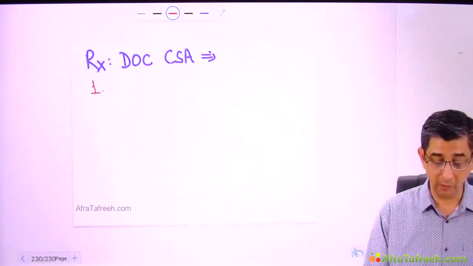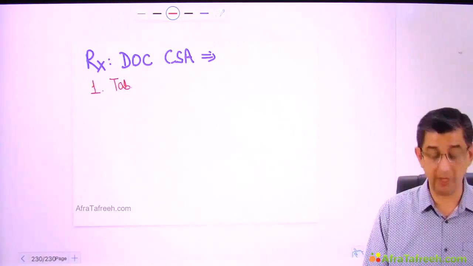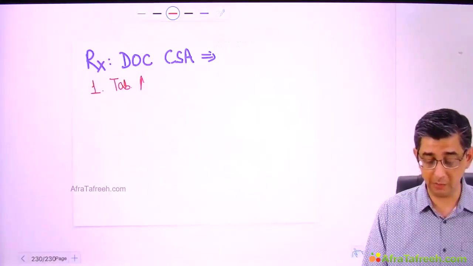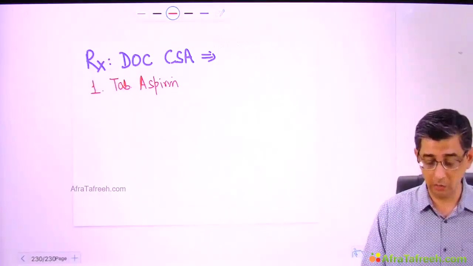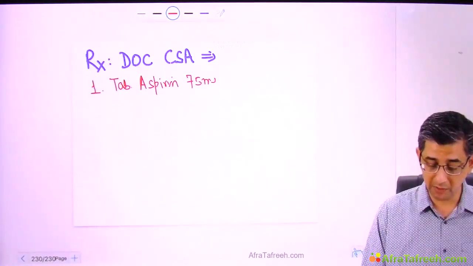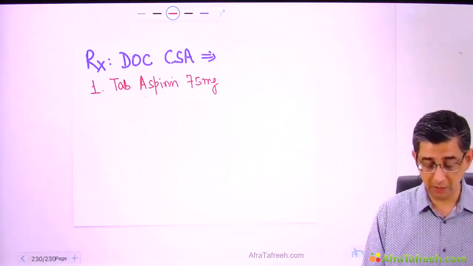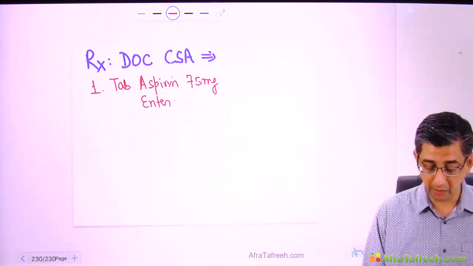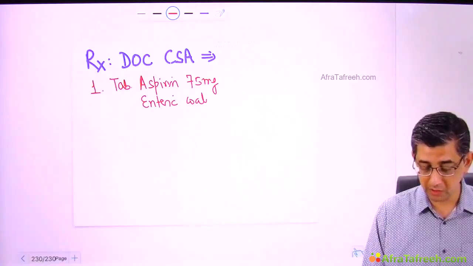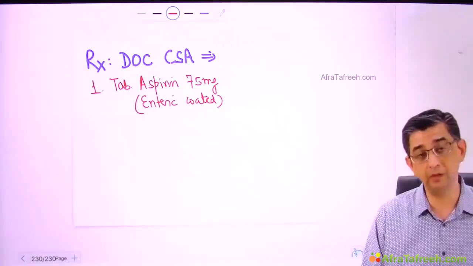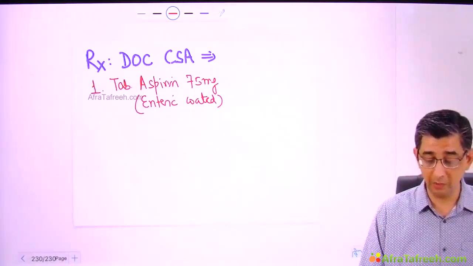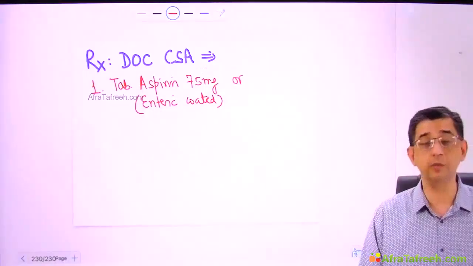You see, one of the important mortality reducing medication that must be introduced in all patients of chronic stable angina to prevent future MI episodes is aspirin. The dose of aspirin that I'll be using here will be 75 milligram. I would obviously be recommending an enteric coated aspirin to reduce the chances of GI irritation and then development of maybe peptic ulcer disease. So this baby aspirin will be continued on a lifelong basis.